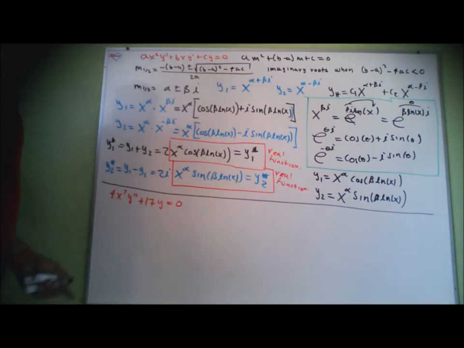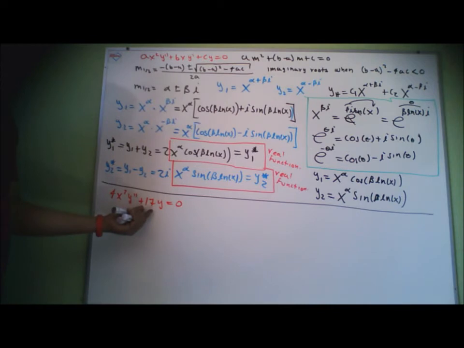Okay, now it's a Euler-Cauchy differential equation because this is x squared second derivative. Now we don't have x and the first derivative. That's fine. So that means that b is equal to 0, so you don't have this part. b is equal to 0. But we do have the c, which is 17.